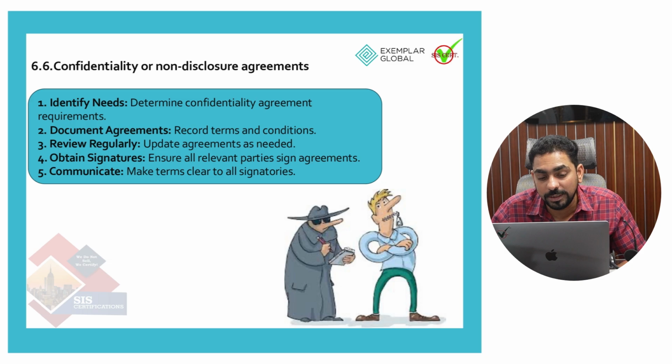The document agreement, you need to record the terms and conditions, regularly review it, and update agreements as needed. Of course, yes, there can be new policies, there can be new requirements of the organization which can arise. So you can always have an annexure to your agreements, even if it is signed earlier. You need not change the complete agreement. You can have an annexure where you say that this is the change in this agreement, and both parties sign and it becomes valid. Obtain signatures, ensure all relevant parties sign agreements, communicate, and make terms clear to all signatories. It should be very transparent, it should be very clear to all the signatories.